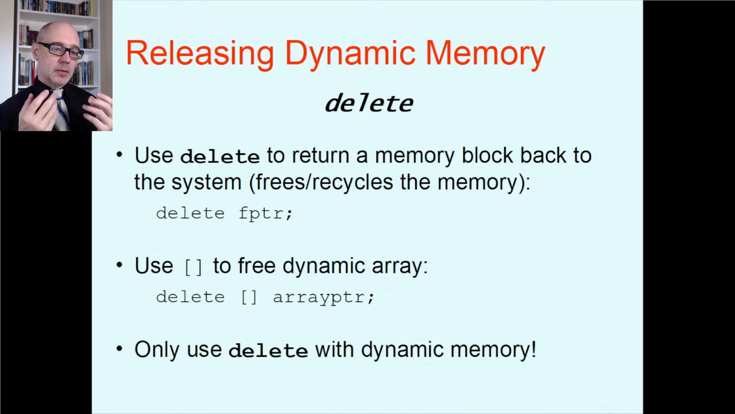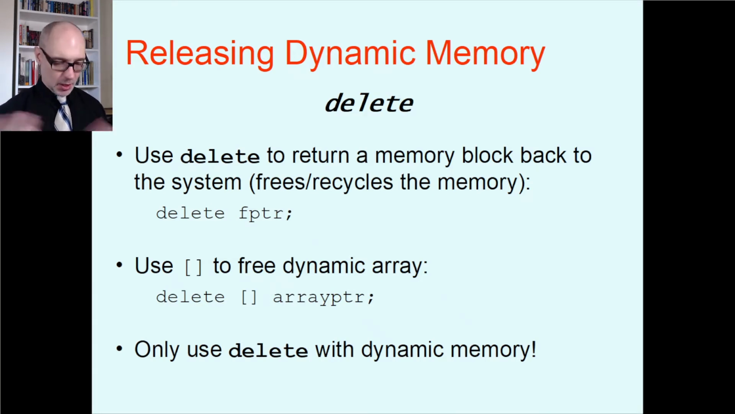Now, I said that no other program can use the slice of memory that has been allocated to you until you send it back to the system. How do you do that? There's a keyword in C++ called delete. That's how you're going to release dynamic memory. You use delete to return a memory block, once your program is done with it, back to the system so that somebody else can use it later. I think of this as freeing or recycling the memory, or returning a book to the library.